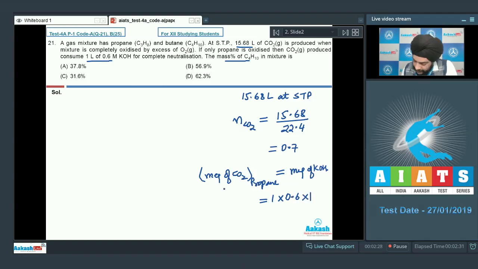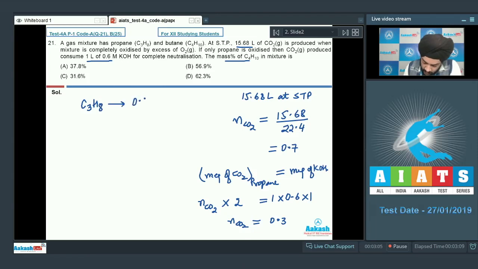So we can assume that the number of moles of CO2 coming from propane is equal to n, and CO2 has an N factor equal to 2 when it is acting as an acid. So from here we can find the number of moles of CO2, which comes out to be 0.3. So students, from the combustion of propane, which is C3H8, we have the formation of 0.3 moles of CO2.